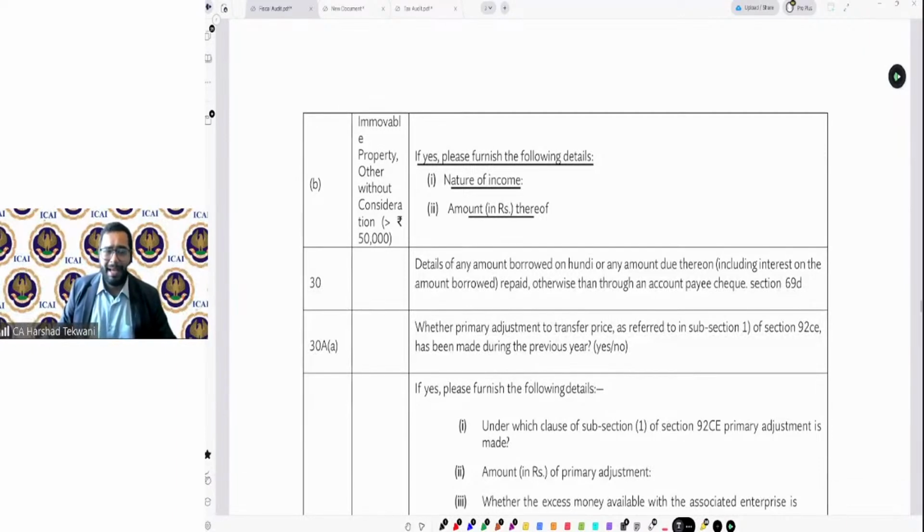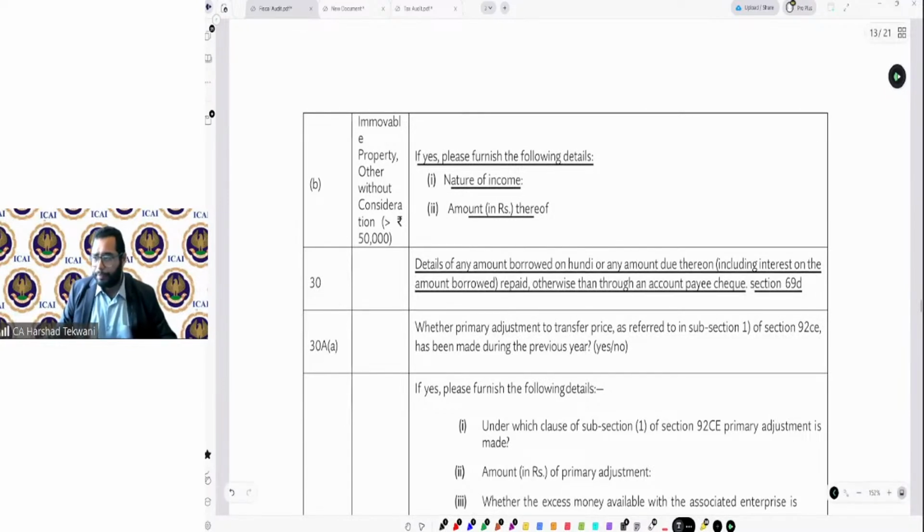Clause 30, basically it's not that much used, but yeah, that's the clause which is present. So clause 30 talks about details of any amount borrowed on hundi or any amount due thereon, including interest on the amount borrowed, repaid otherwise than through an account payee cheque. You need to refer to section 69D for that. 69D provides a detailed explanation with respect to hundis and amount borrowed on hundi. Not that much used, as I said, like earlier. But yes, if that is the case, then you need to report it here.